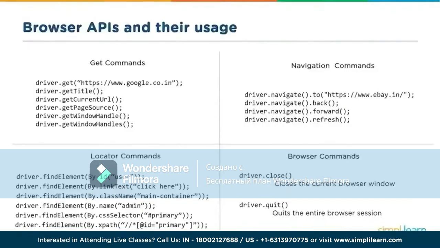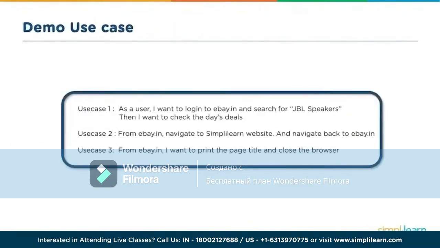So now with these basic commands, let's go ahead and start writing our code for our test case. So what is the test case we are going to write today? This is my use case today. Use case 1: as a user, I want to log into the eBay application, search for JBL speakers, and then check today's deal. There is something called the day's deal. We will click on that and see what deals are available.